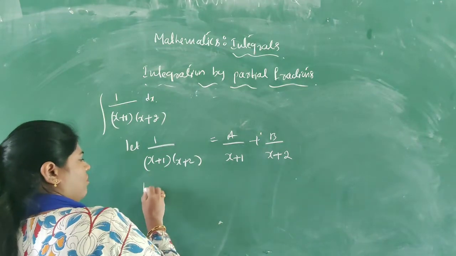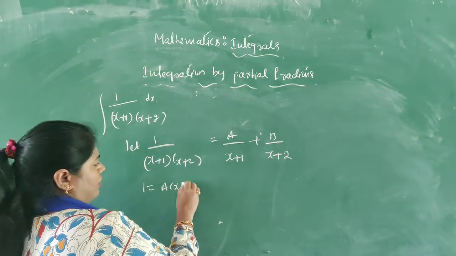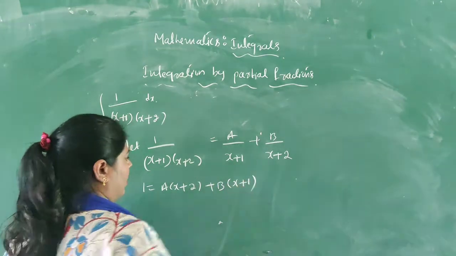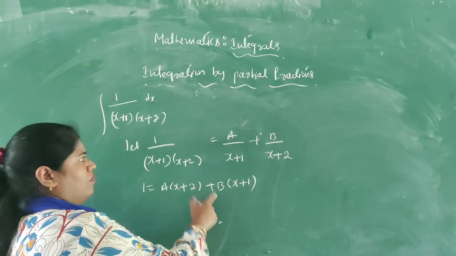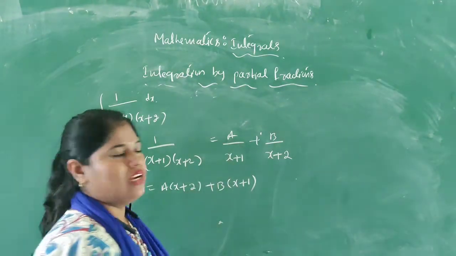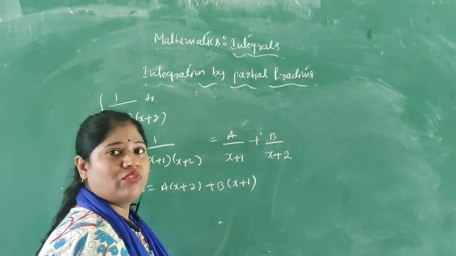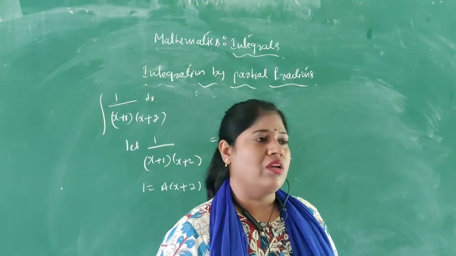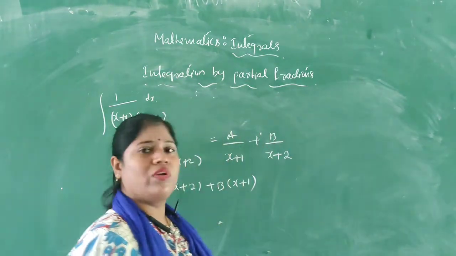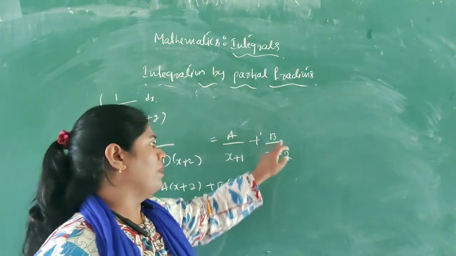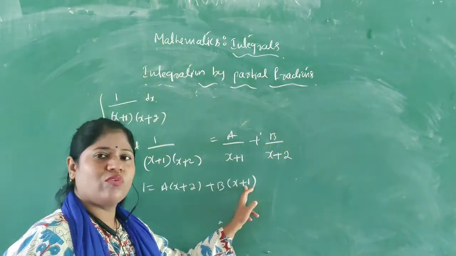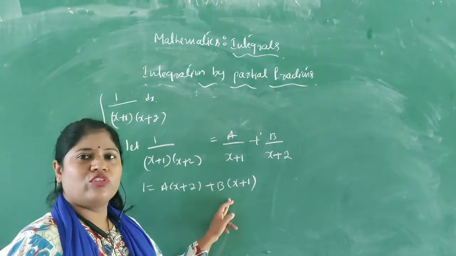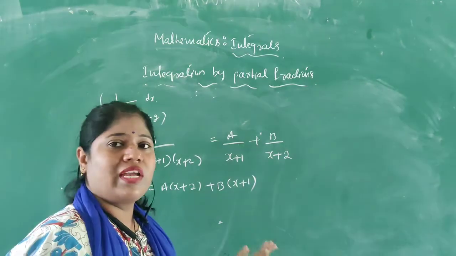So after this, consider 1 is equal to a of (x plus 2) plus b of (x plus 1). So I want the value of a and b. These are the two unknown values. To get the value of a, the b value should be eliminated. How is the value of b going to be eliminated? If I substitute x is equal to minus 1, this is going to be 0, so then we will get the value of a.